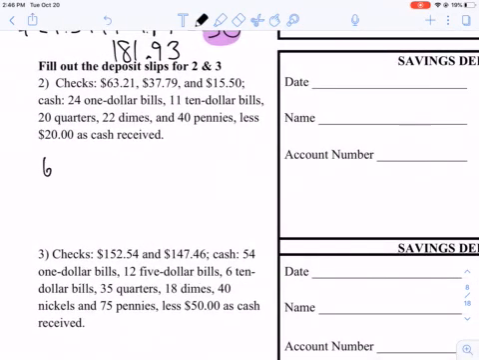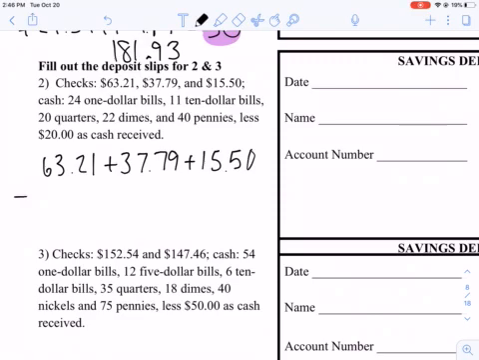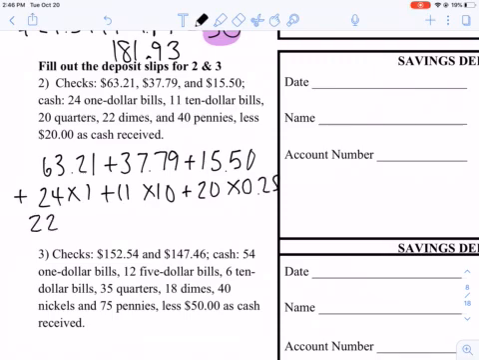So they have a check for $63.21, a check for $39.79, a check for $15.50. They also have 24 $1 bills, 11 $10 bills, 20 quarters, 22 dimes, 40 pennies, and they're getting back $20 in cash. So if you want to put a parenthesis there to remind yourself you're adding all those, you can do that.